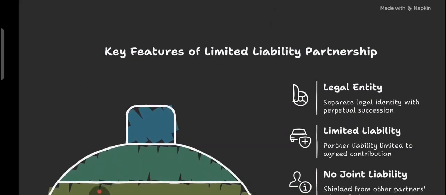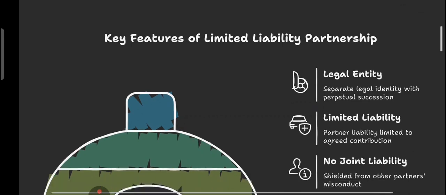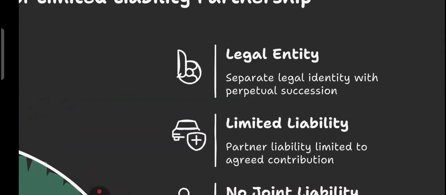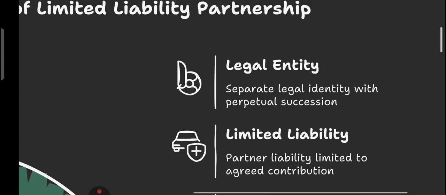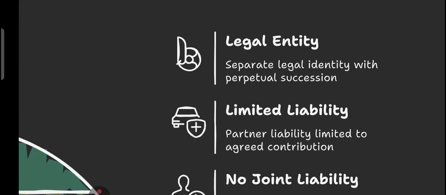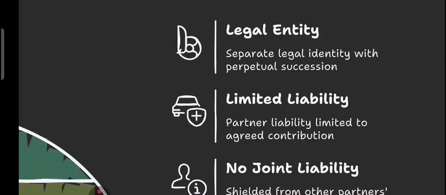Now have a look at the limited liability partnership, which we call LLP. The first point is legal entity. An LLP is its own separate legal entity. That means it continues to exist even if partners change. This is called perpetual succession. It has its own legal identity and will exist even if the partners change. That is why it is called perpetual succession.